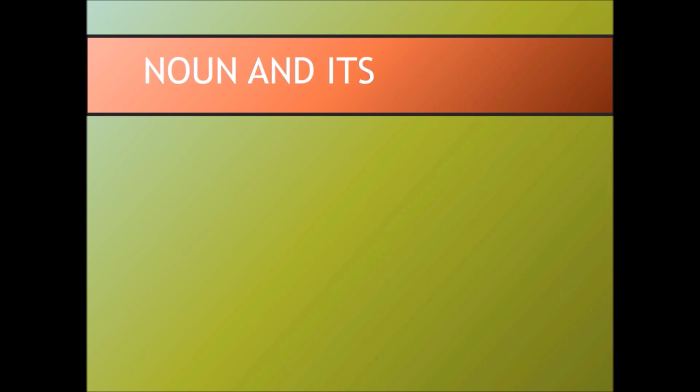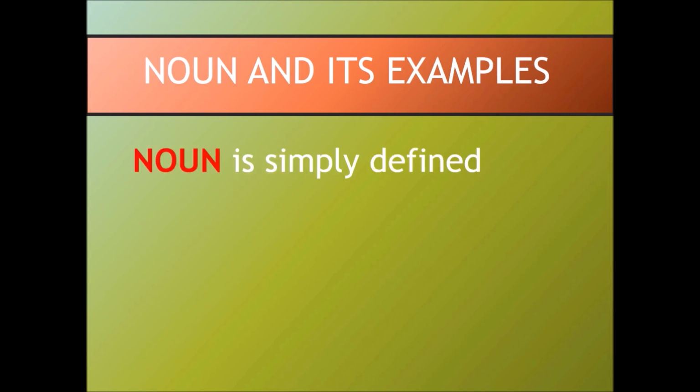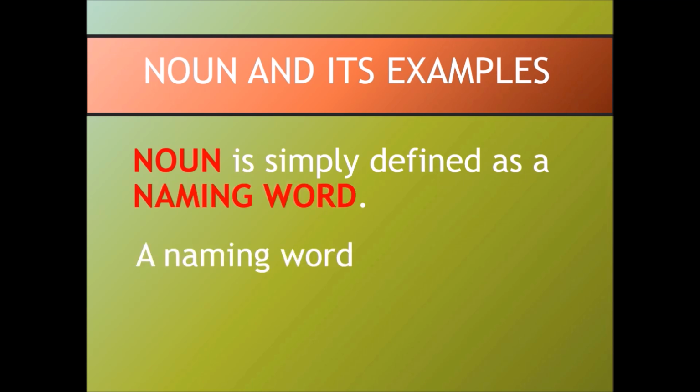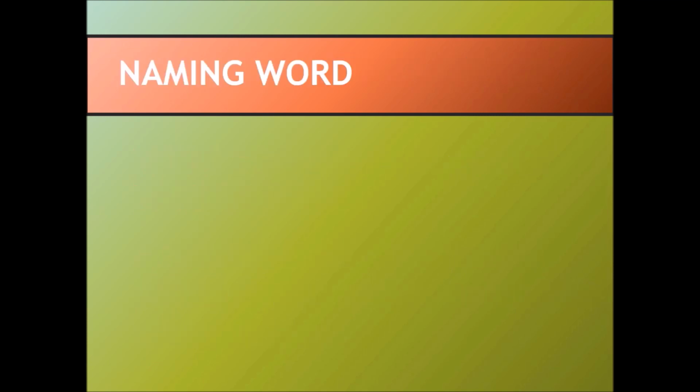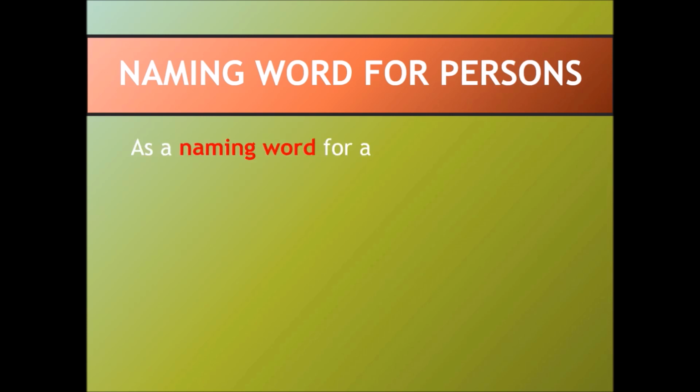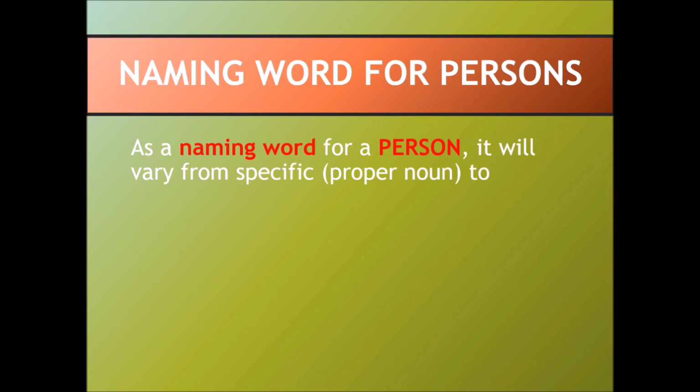Let's start with the first major content word, the noun. We have its examples. Noun is simply defined as a naming word. A naming word for a person, object, or thing, place, event, and abstract ideas. Naming word for persons. As a naming word for persons, it will vary from specific or proper noun to general or common noun.